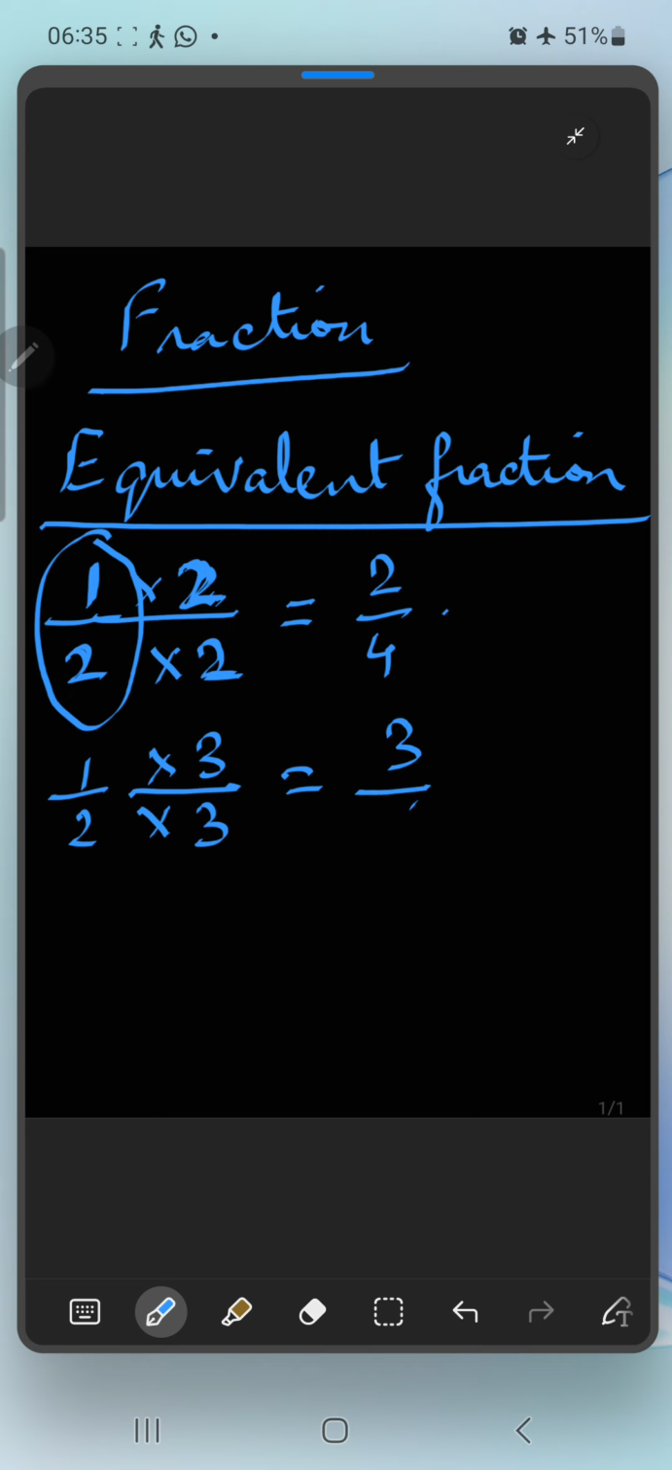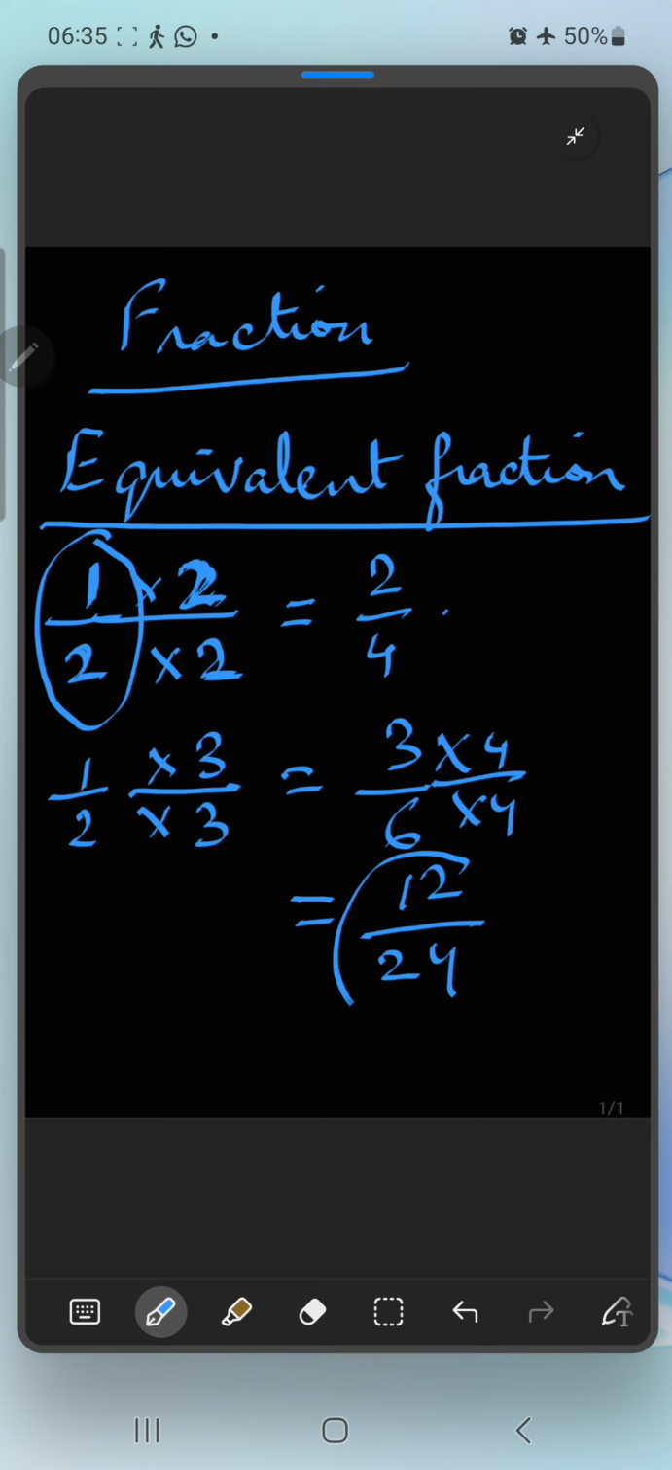If we multiply this 3 by 6 with 4, what will we get? 12 by 24. So this 12 by 24 is an equivalent fraction of 3 by 6 and also an equivalent fraction of 1 by 2. Understood? So to get an equivalent fraction of the given fraction, we have to multiply with a number, and that number should be multiplied in both numerator and denominator.